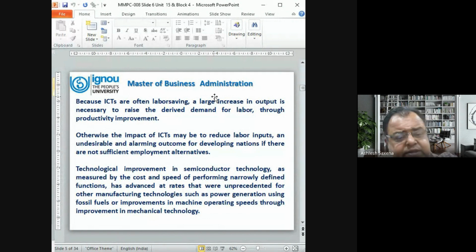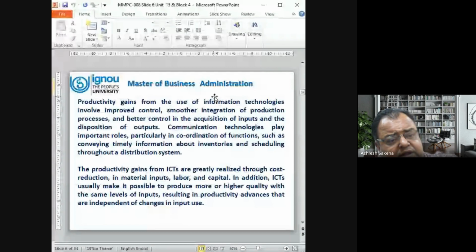Technological improvement in semiconductor technology, as measured by the cost and speed of performing narrowly defined functions, has advanced at rates that were unprecedented for other manufacturing technologies, such as power generation using fossil fuels or improvements in machine operating speeds through improvement in mechanical technology. Productivity gains from the use of information technologies involve improved control, smoother integration of production processes, and better control on the acquisition of inputs and the disposition of outputs.